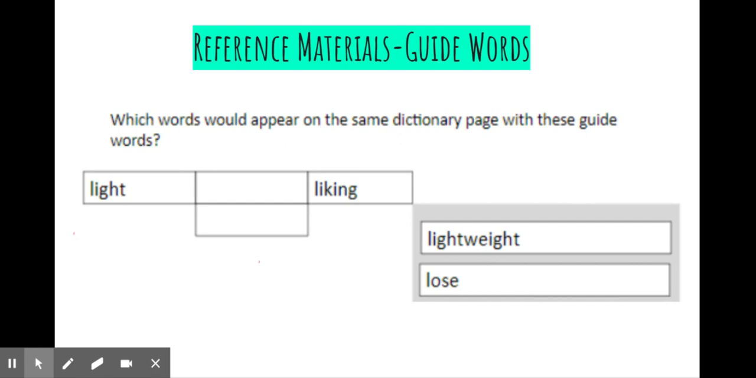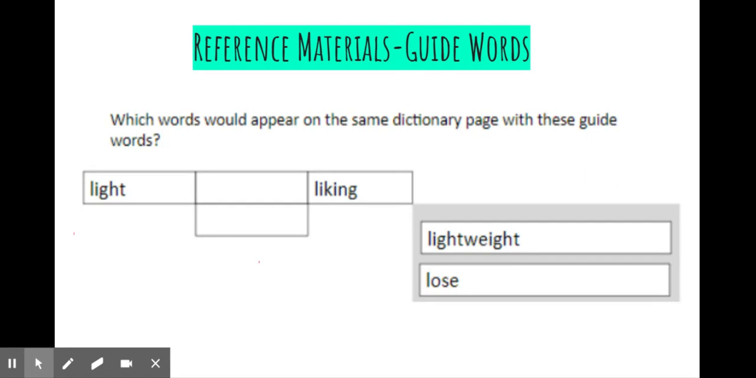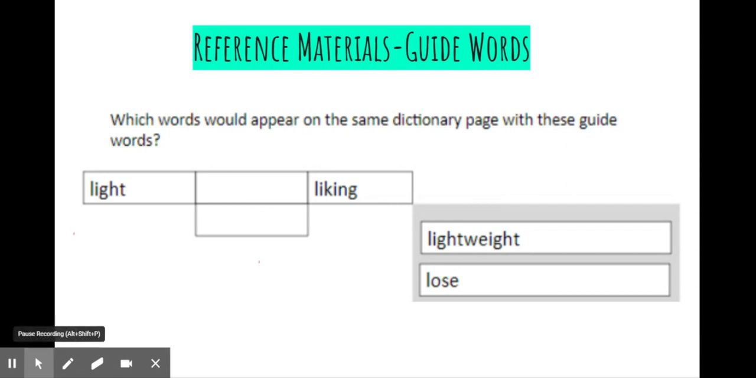So, light and liking are the guide words, and the words that are here with the gray background are the words we need to figure out if they would be on the same page with these words. And a tip that I have for working with guide words is to write your ABCs at the top of your page. This will help you keep everything in order. You can always refer to it if you need it.